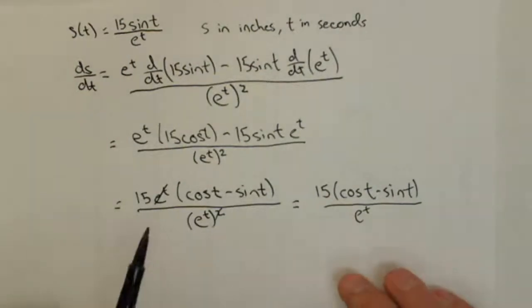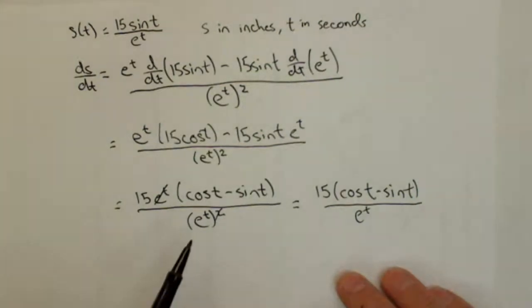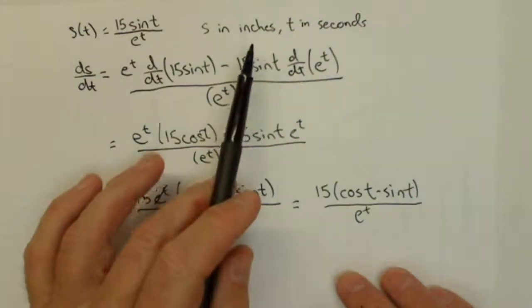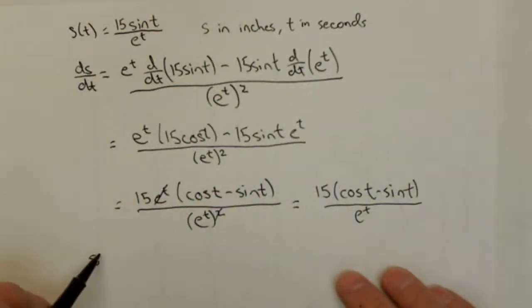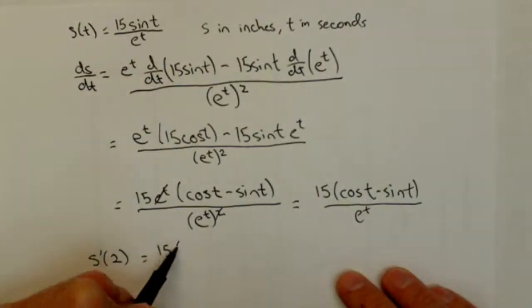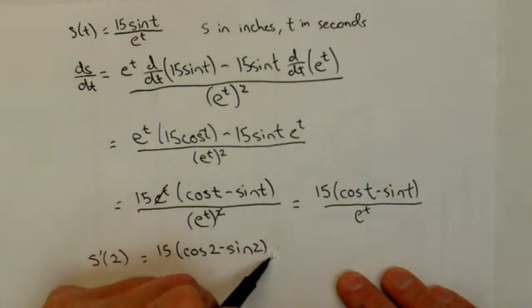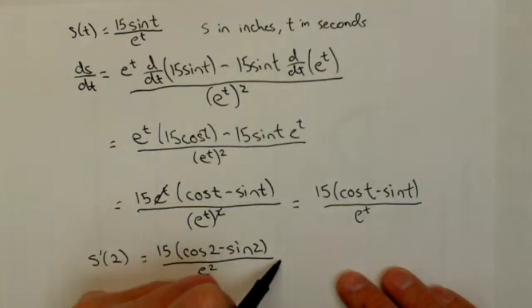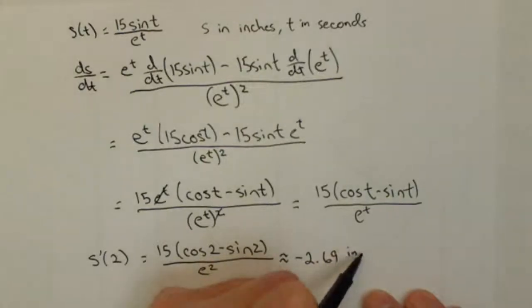Now, this derivative is going to give us the instantaneous velocity of this mass at any time t, measured in inches per second. For example, if we wanted to calculate S prime of 2, we would plug in 2 for t, so we'd have 15 times cosine of 2 minus sine of 2 over e to the 2, which is approximately negative 2.69, and again the units on that are inches per second.